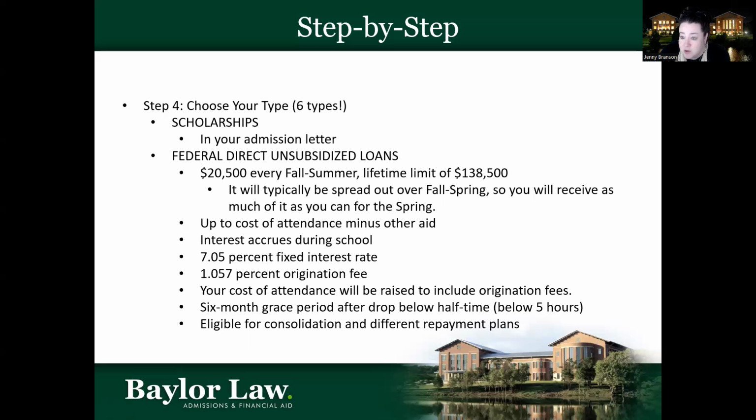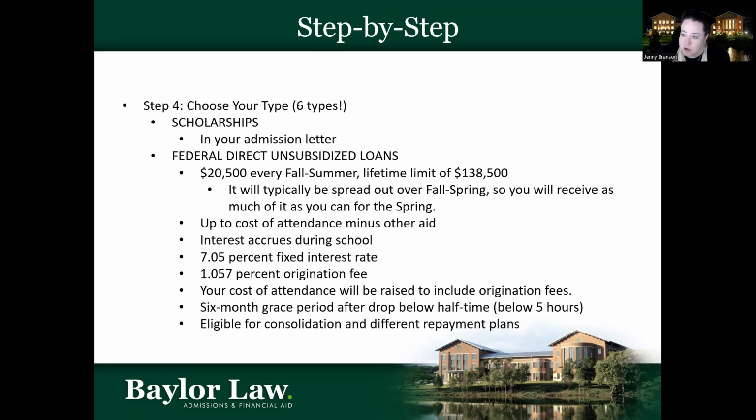Interest does accrue during school. It's an unsubsidized loan, so as soon as the loan disburses, it starts accruing interest. Currently it has a 7.05% fixed interest rate. Those interest rates change once a year. In July, we don't yet know next year's interest rate, but starting in the fall, there will be a new interest rate for new loans, though they are fixed rates. It does have a 1.057% origination fee. That's basically a fee that the lender takes off the top of the loan.